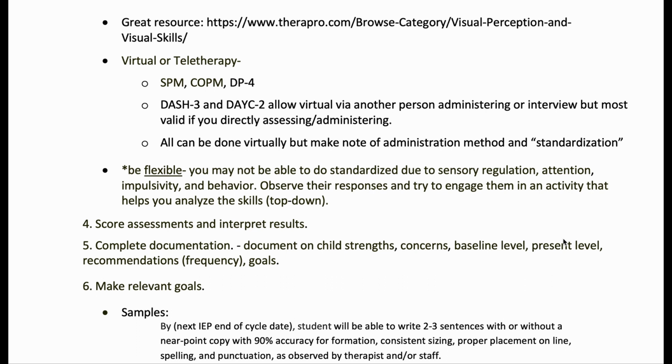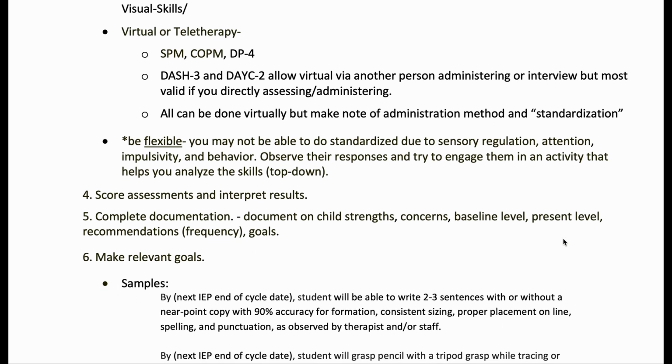And very, very important that you be flexible. Especially as new grads and as fieldwork students, we will think that we need to do it a certain way, right, in order to make it standardized. In the quote-unquote real world, it's not always like that. So you have to be flexible.